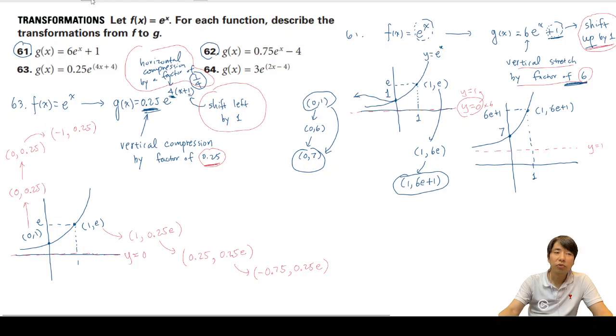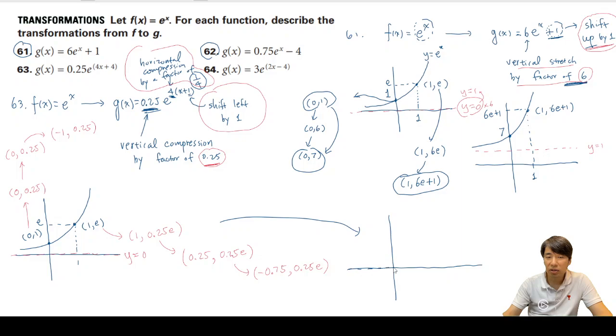So the resulting graph is what? We have the horizontal asymptote still here at y equals 0. And it's horizontally compressed and vertically compressed. But it's still going to have the exponential growth shape, okay?